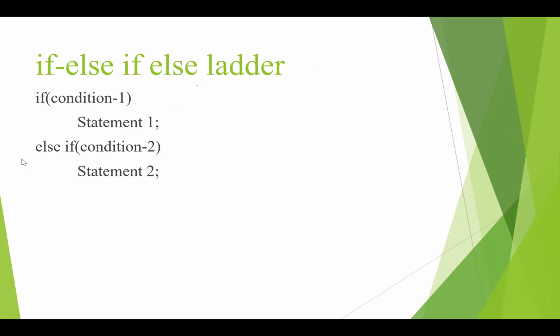If condition 2 is true, statement 2 is executed. Suppose condition 2 is also false, then coming to the next condition, that is condition 3. If condition 3 is true, then statement 3 is executed. Like this, check the conditions one by one in sequential order. Depending on the problem statement, we may have a number of conditions. If all the conditions are false, then it comes to the last else block and statement 10 is executed. This is the syntax of the if else ladder.